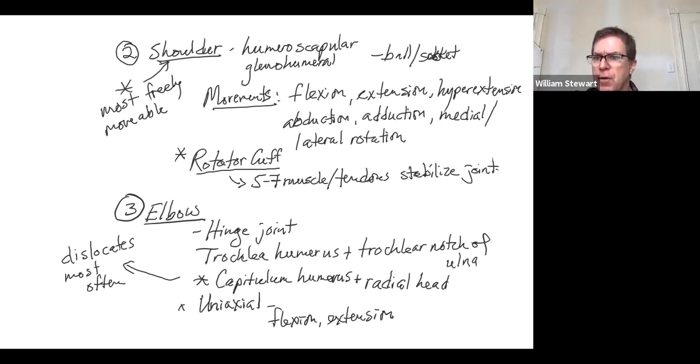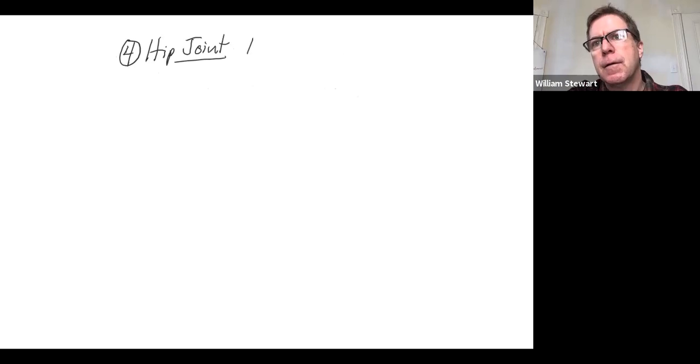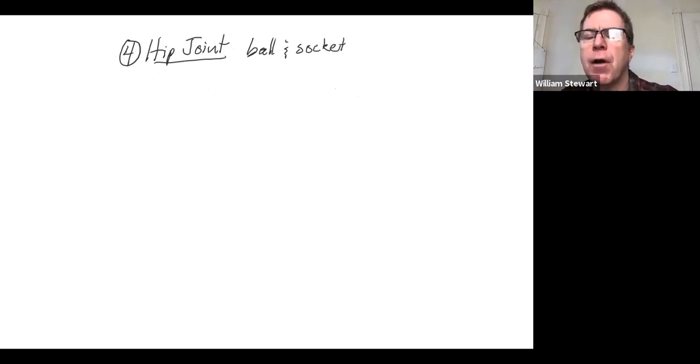All right, I'm going to do number 4. There's just 5, so we're almost finished. Number 4 is the hip joint. It's also ball and socket. What makes up the ball, I've already drawn this, is the femoral head, the head of the femur, and the socket is the acetabulum of the hip joint.